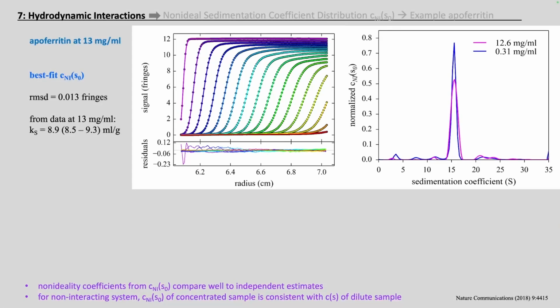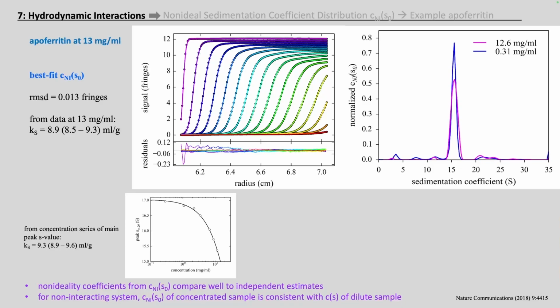Apoferritin. Similar concentration at 13 mg per mL, but this is a bit more polydisperse. Again, we can get an excellent fit with our non-ideal c(S), and we obtain a Ks value that is within error identical to the result from an entire concentration series shown here, which was analyzed as an isotherm for the concentration dependence of the weight average S value. With the non-ideal c(S), we can get that number at once.